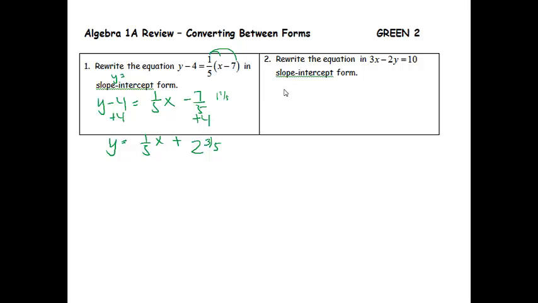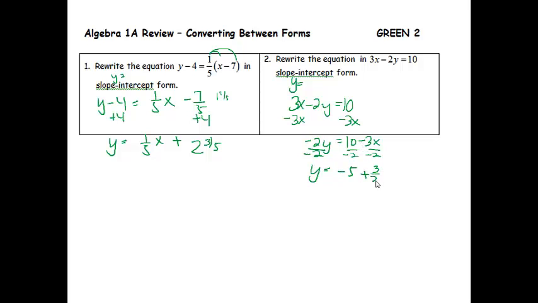Alrighty. And next one, rewrite the equation 3x minus 2y equals 10 in slope-intercept form. Again, we want it to say y equals. So let me rewrite my problem. To get it to say y equals, I'll get rid of the 3x by subtracting it from both sides. So now I have negative 2y equals 10 minus 3x. And then we'll divide both sides by negative 2, everything by negative 2. So we get y equals 10 divided by negative 2 is negative 5. And then a negative divided by a negative is a positive 3 over 2x.